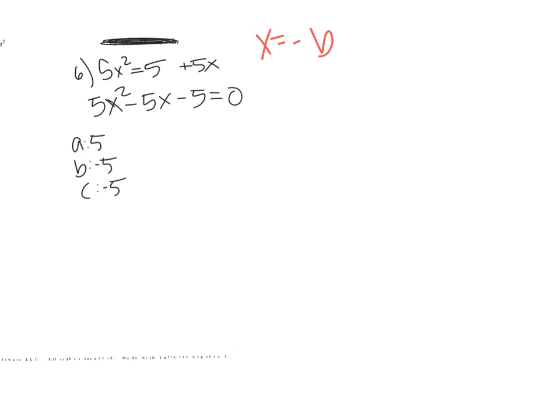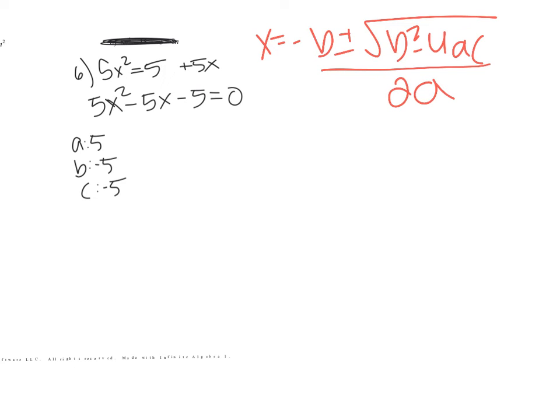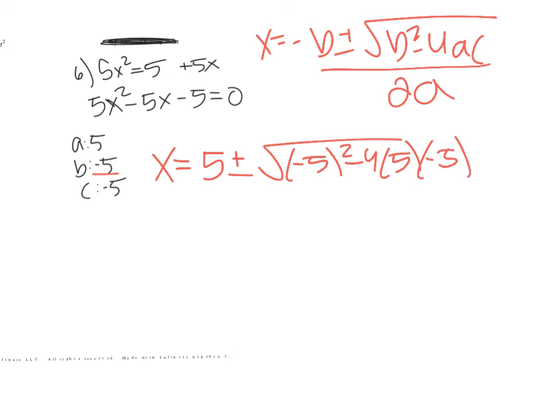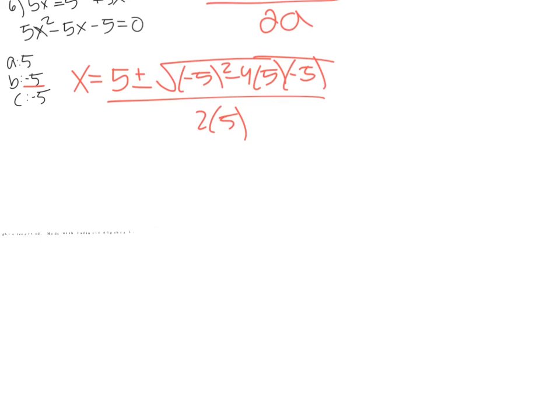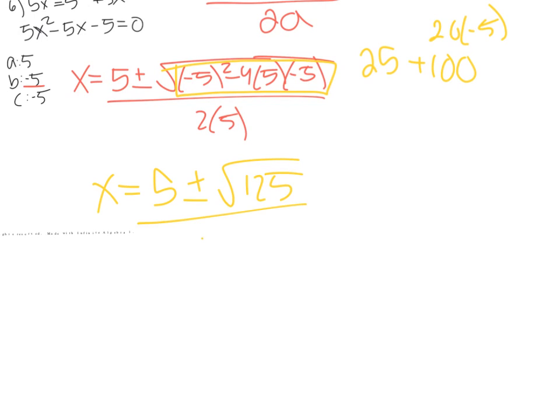So x equals negative b plus or minus the square root of b squared minus 4ac all over 2a. So we're going to do x equals, it's a negative b, so positive 5, plus or minus negative 5 squared minus 4 times 5 times negative 5 all over 2 times 5. Okay? So again, we're just going to focus on the discriminant. So we're going to get 25 minus 4 times 5 is 20 times negative 5 is 100, so positive 100. So 125. So x equals 5 plus or minus the square root of 125 over 10.